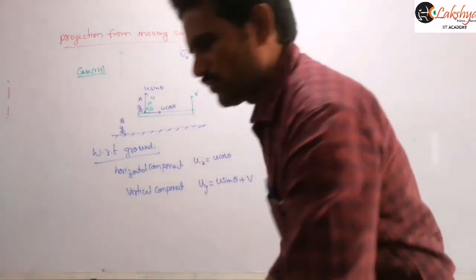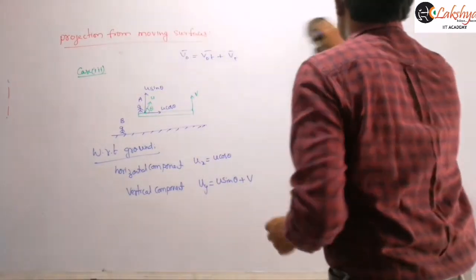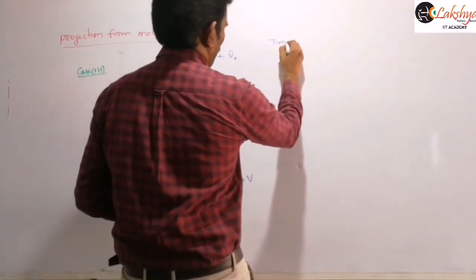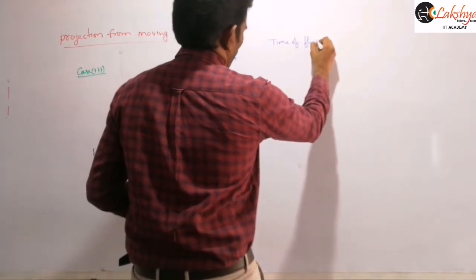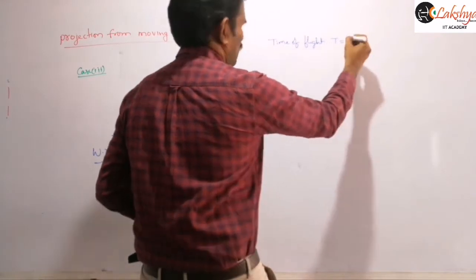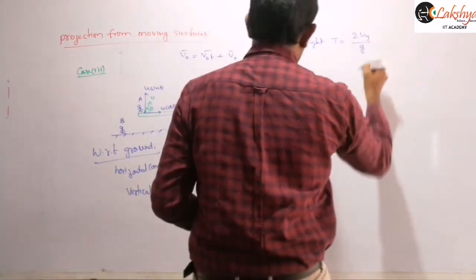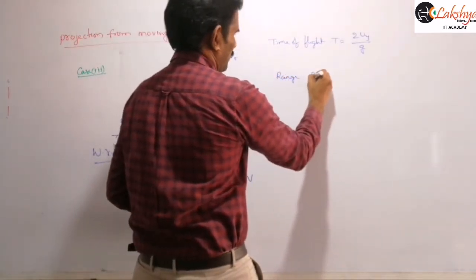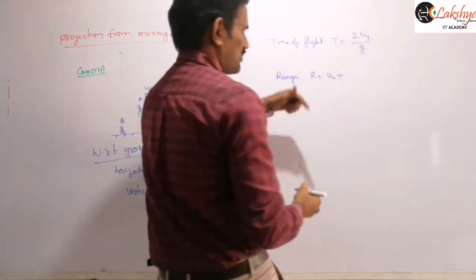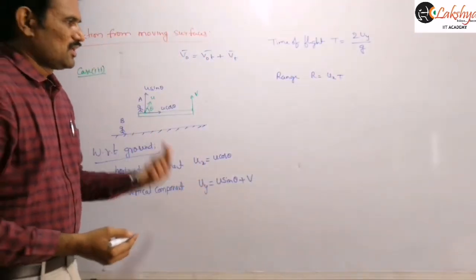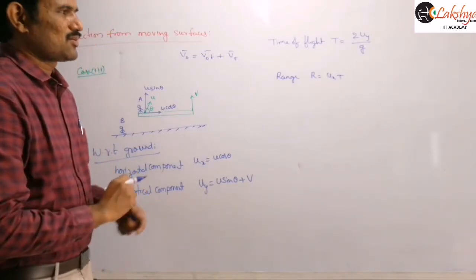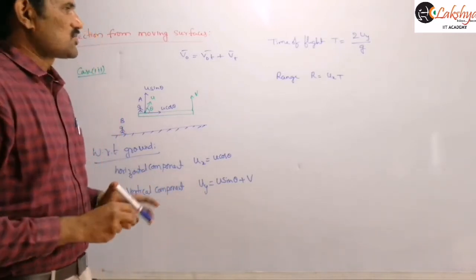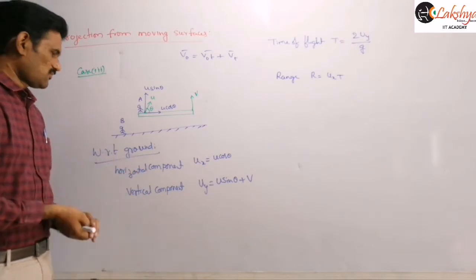Got it? And if you know these two components, again you can write the range, maximum height and time of flight. So I will write those expressions here. Time of flight is equal to 2 uy by g. Substitute uy, you need to substitute this value here. And the range R is equal to ux into t. Substitute the ux and uy values here. And if you want to find the maximum height with respect to the ground, you can apply vy square by 2g, right? That is with respect to the ground.